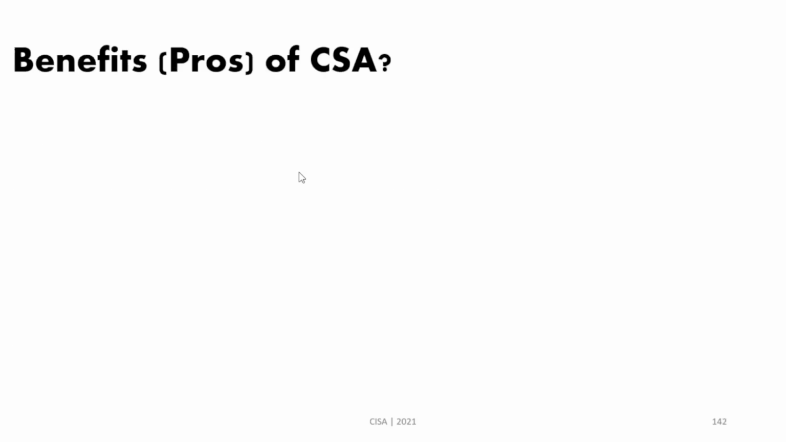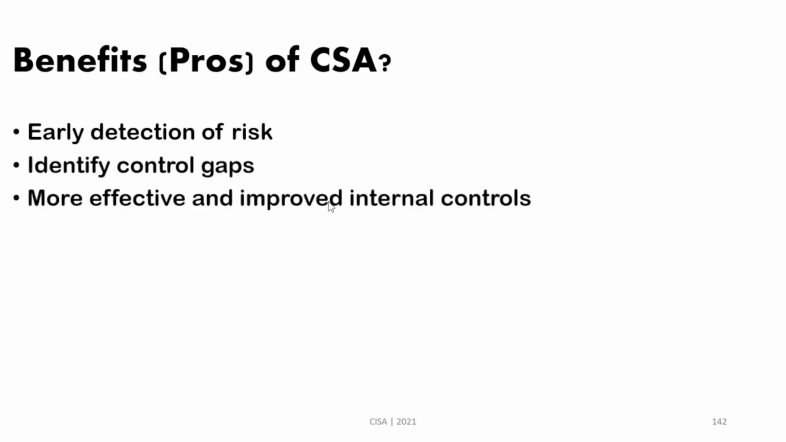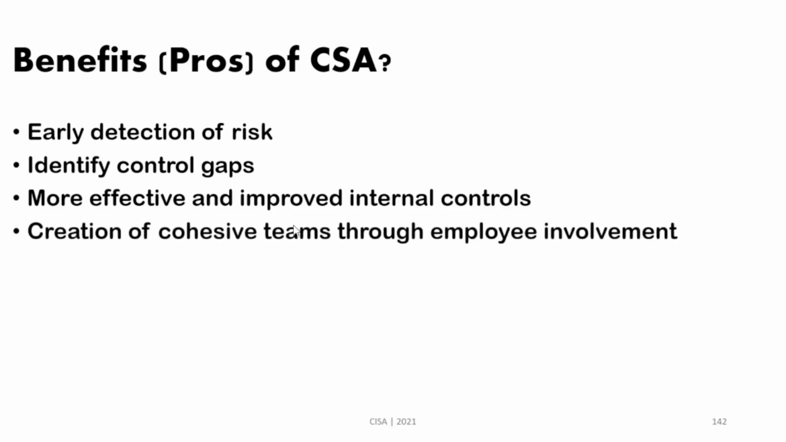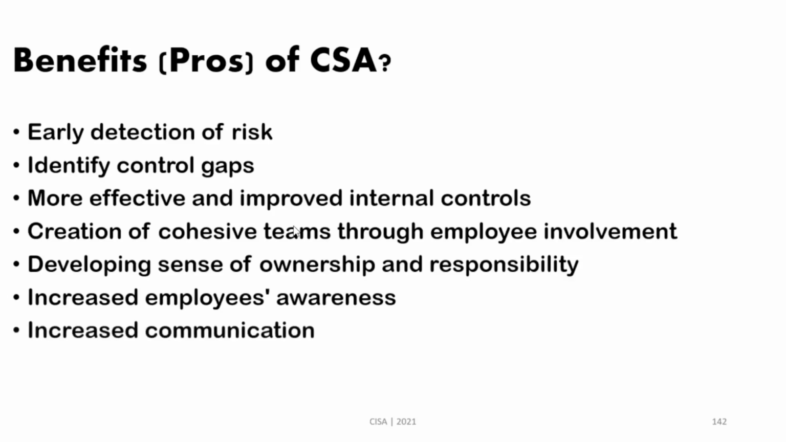Benefits of the CSA could include early detection of risk, identification of control gaps, and more effective and improved internal controls, because this is a result of the first two points: when we detect risk earlier and identify gaps, that results in improvement in internal control. Another benefit is the creation of cohesive teams through employee involvement, which results in developing a sense of ownership and responsibility, as well as increasing employee awareness and communication, as all parties are communicating with each other.